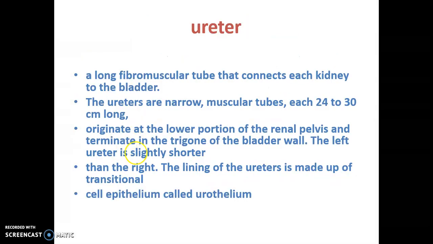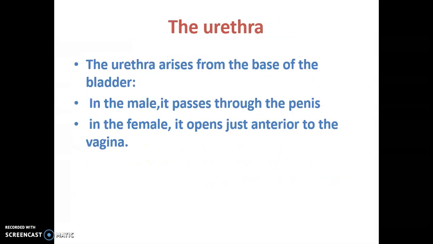And here if you check the urethra, this is the urethra, and the urethra arises from the base of the bladder. In male it passes through the penis, and in the female it opens just anterior to the vagina. Okay, very important. If you see the length of the urethra, in female it is 1 to 2 inches, and in male it is 8 to 10 inches.